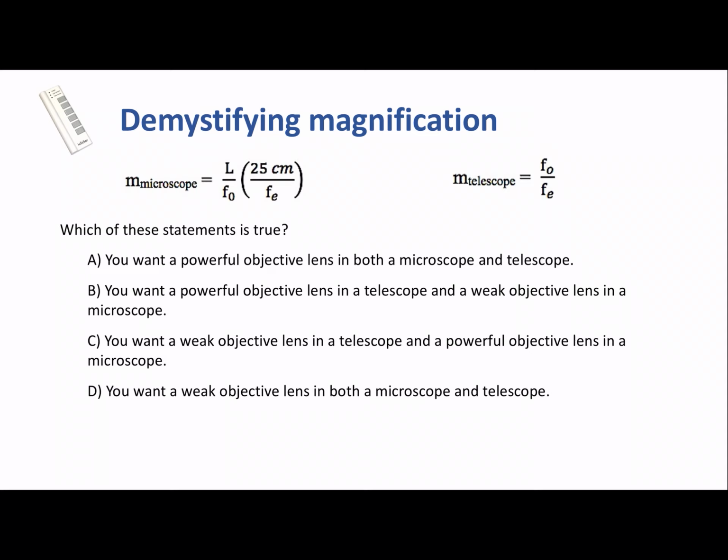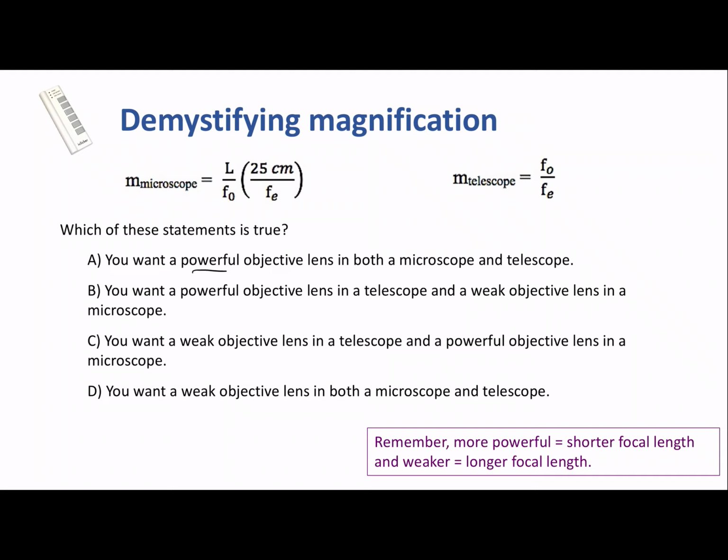Okay, so let's see. So we're interested in what kind of lenses do we want in microscopes and telescopes. Now this term powerful, I used it last time briefly when we were talking about lenses. I do want to just reemphasize, a strong lens, a powerful lens is one with a very short focal length. It can bend light really effectively. A weak lens is one where the focal length is quite long. It isn't really able to bend light very well.